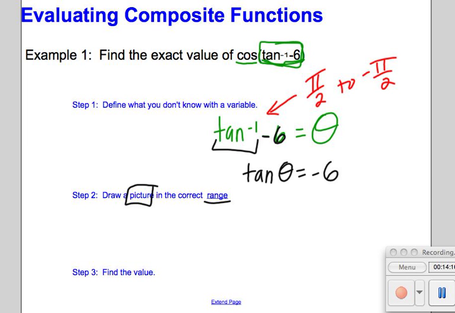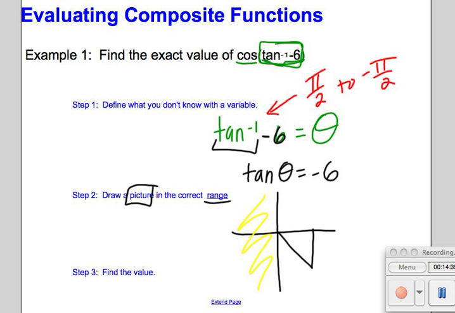So I'm going to draw a picture of this angle in the proper quadrant. It will not be over here because that is outside of the range. So I'm going to draw a picture of the angle that has a tangent of negative 6. Well, that angle has to be in the lower quadrant down here because that's where tangent is negative.